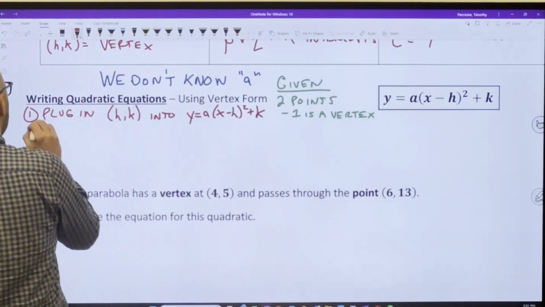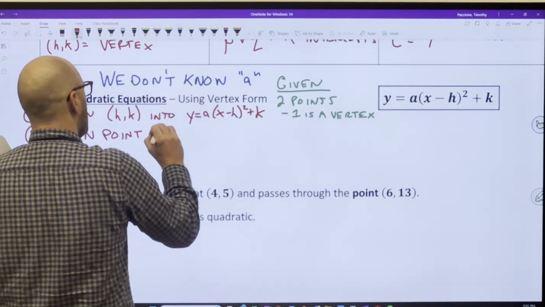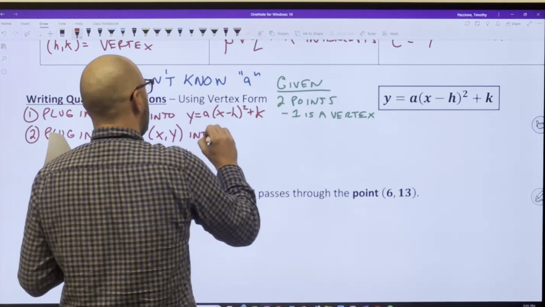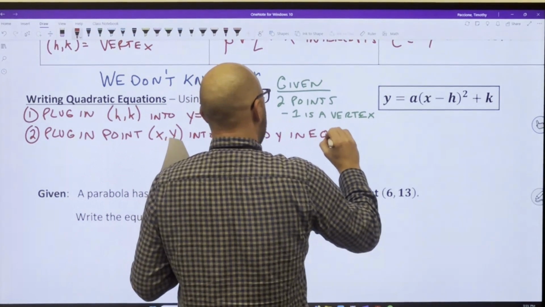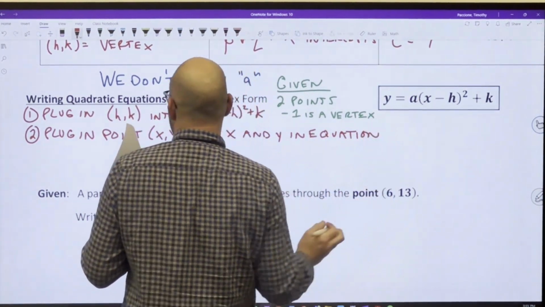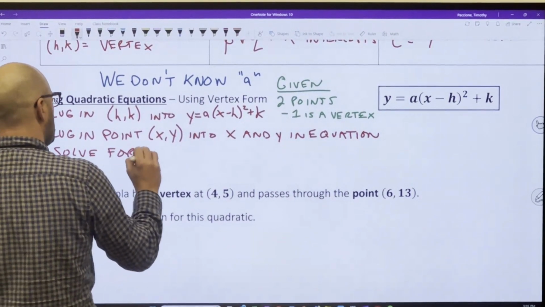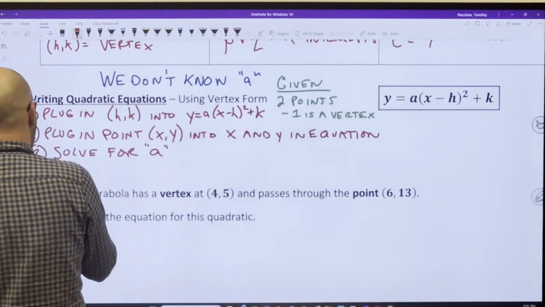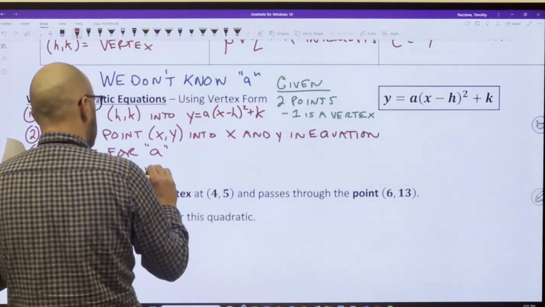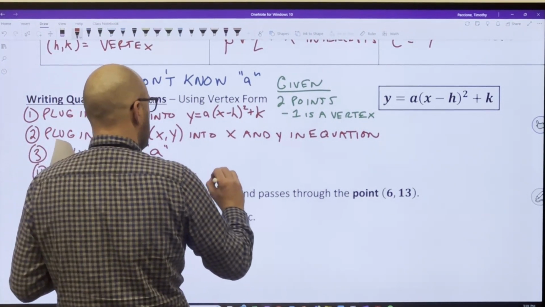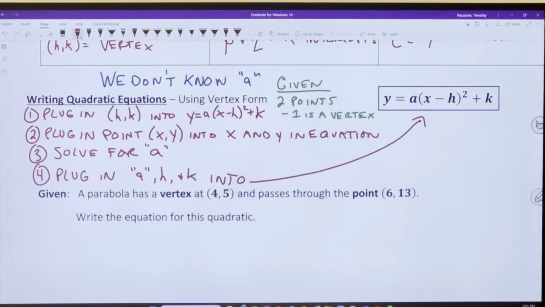So next, you plug in your point, your x, y, into x and y in the equation. And after you do that, you'll have nothing left but a, so you solve for a. And then after you find a, you can plug in a, h, and k into the equation. Okay? So that's what we're doing. Those are our steps.